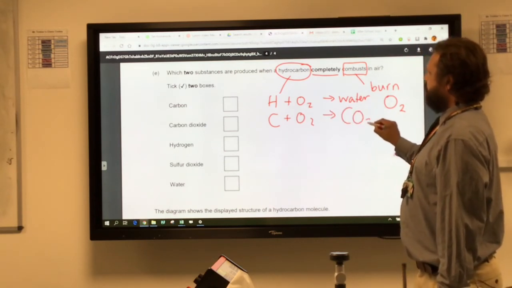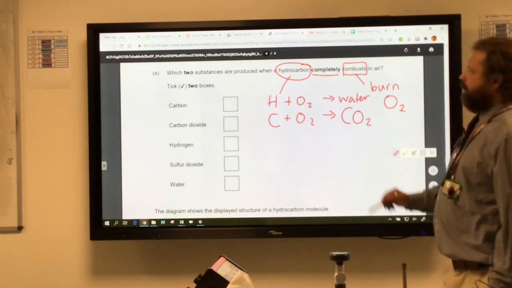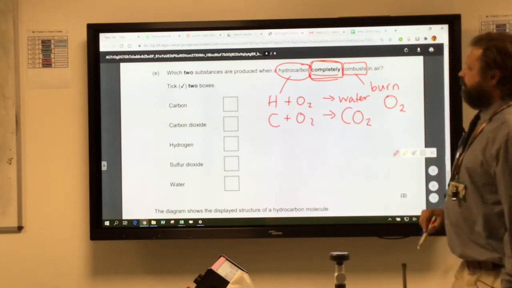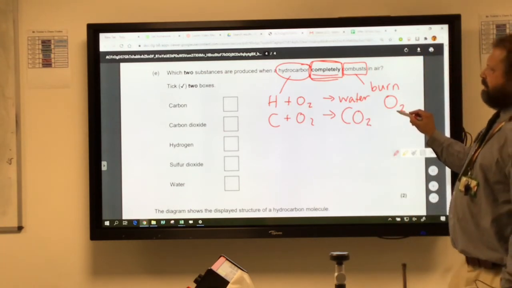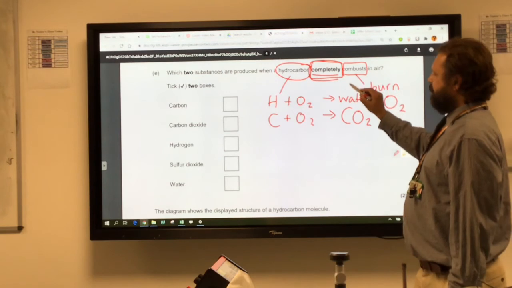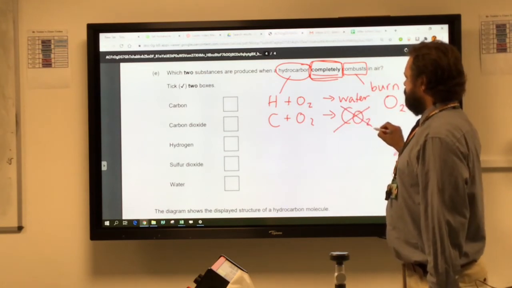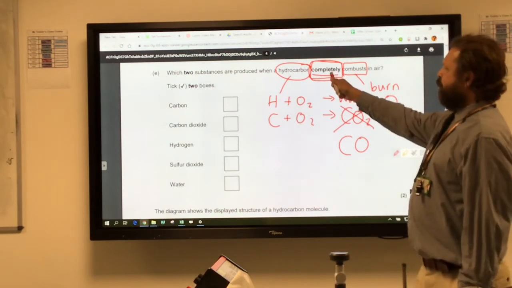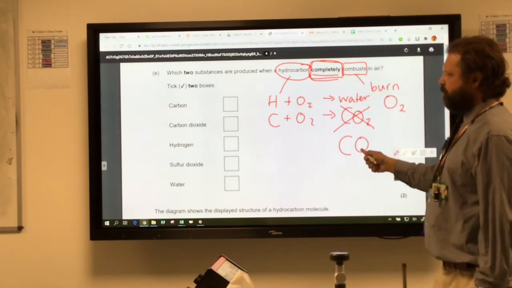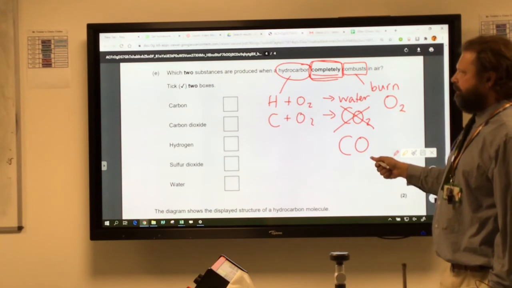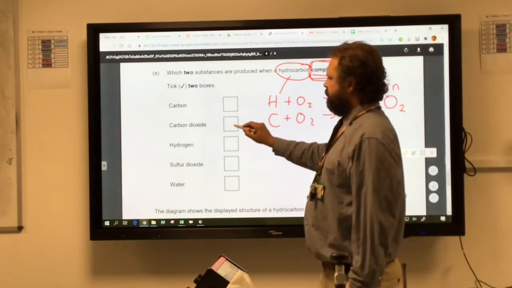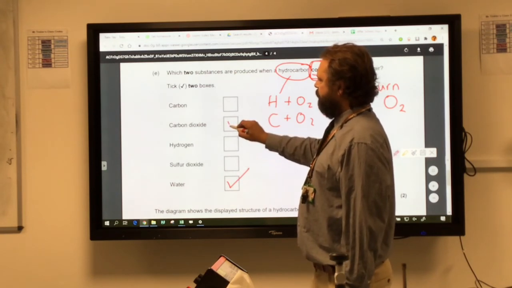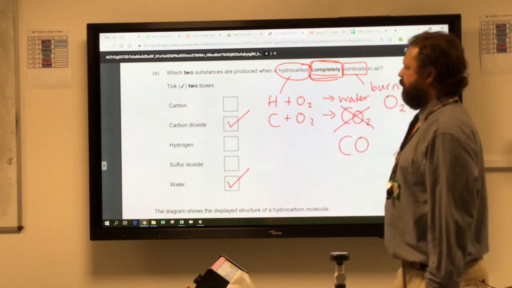When hydrogen reacts with oxygen, you end up getting water, H2O, and when carbon reacts with oxygen, you get carbon dioxide, CO2. This word is important because if there wasn't enough oxygen, and it didn't completely burn, then you wouldn't get this, you'd get carbon monoxide instead. So incompletely combusting would produce carbon monoxide. The two correct answers then, the hydrogen burns and becomes water, and the carbon is oxidised and becomes carbon dioxide.